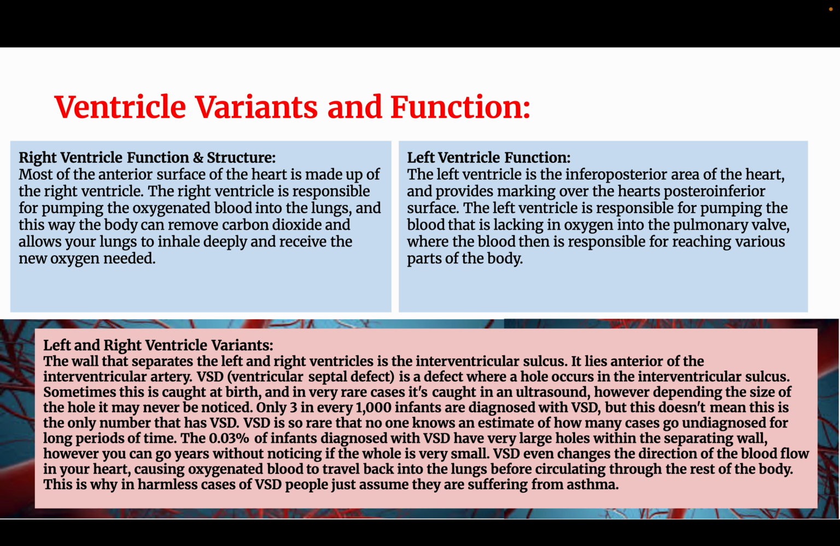Next are the ventricle variants. So the right ventricle makes up most of the anterior surface of your heart. The right ventricle is also responsible for pumping the oxygenated blood into the lungs. So these are quite opposite of the left and right atria previously talked about. Like I said, it pumps the blood into the lungs. This way your body can remove carbon dioxide and allow your lungs to inhale deeply and receive the new oxygen that your body is needing.